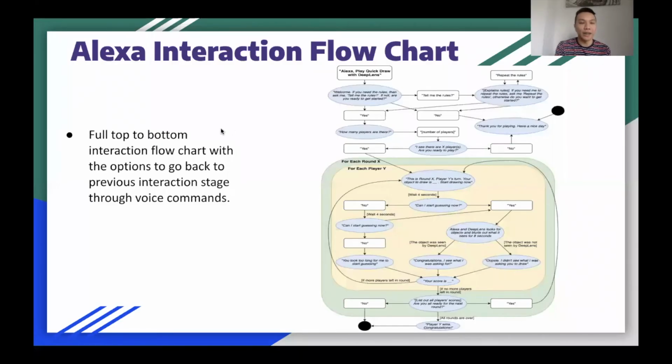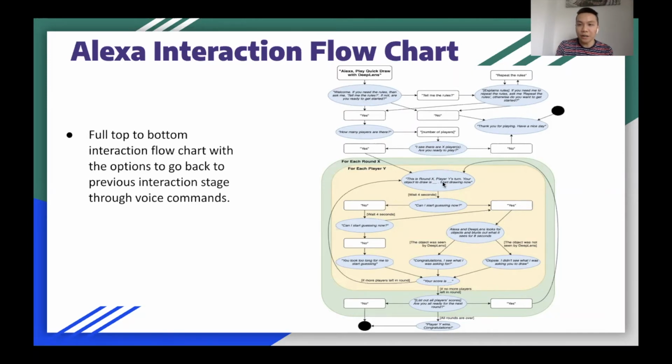I'm Brian, and I'm going to talk about Alexa interaction for the QuickDraw game. So here is the flowchart for this game. Whenever you want to play the game, you can always trigger the Alexa Echo device by saying, Alexa, play QuickDraw with DeepLens. And here, Alexa will give you the rules of the game if you're not familiar with it. Then it's going to ask you the number of players that are playing the game, and it's going to ask you if you're ready to play.